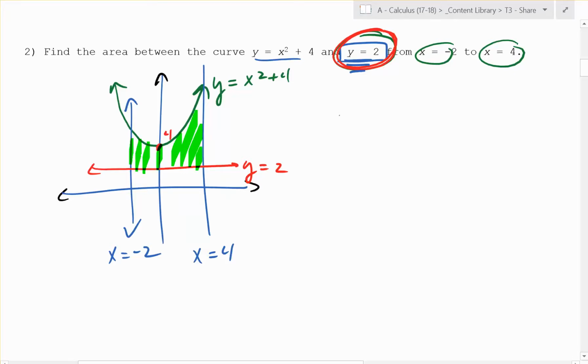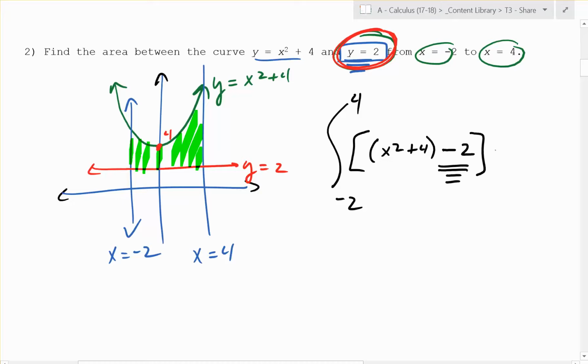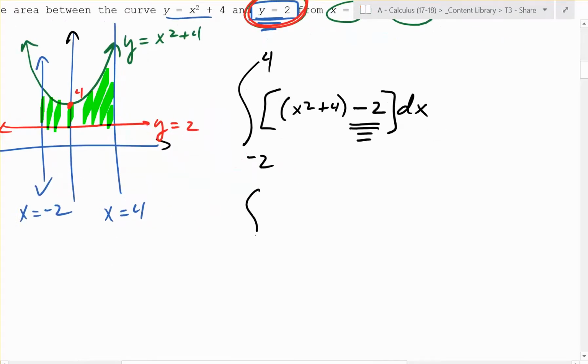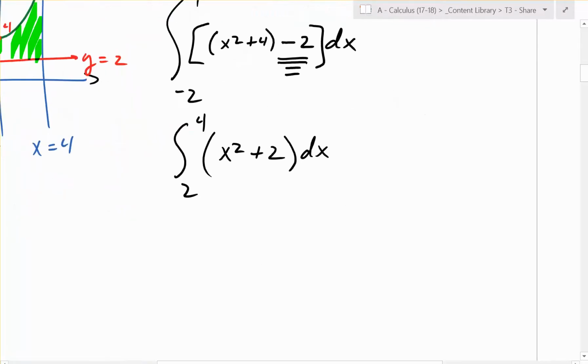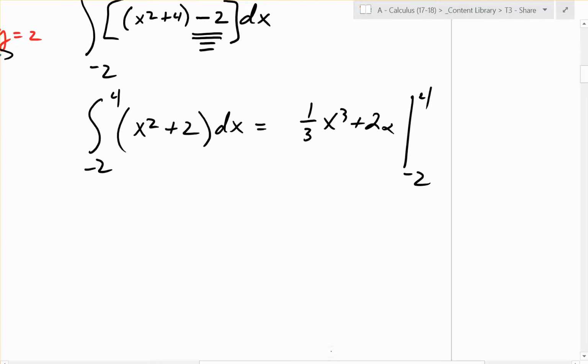So what are we going to do to find that? Well, it's the same integral, -2 to 4. The upper function is x squared plus 4, and the lower function is 2. So we subtract the lower function. Evaluating this is very similar to what we did before. You do some algebra. It's just going to be x squared plus 2 dx. You do the antiderivative, and you get 1/3 x cubed plus 2x, and you're evaluating that from -2 to 4. And if you do that out by hand, you will end up with 36.